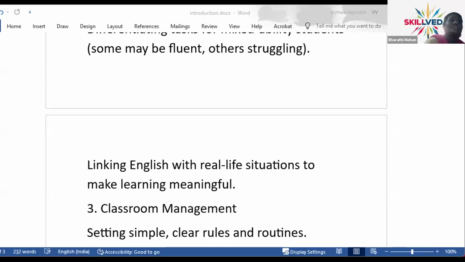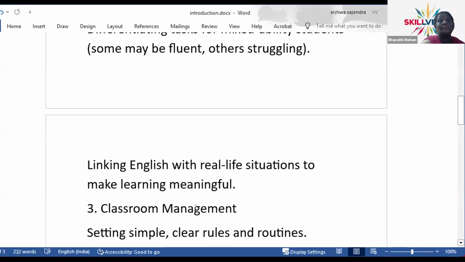So you just make this setting with very simple and clear rules. These are the rules in a class, and the children will follow. So that is one way. And apart from that, you can also say no vernacular language. I want everyone to converse only in English. So that way, it will really help.